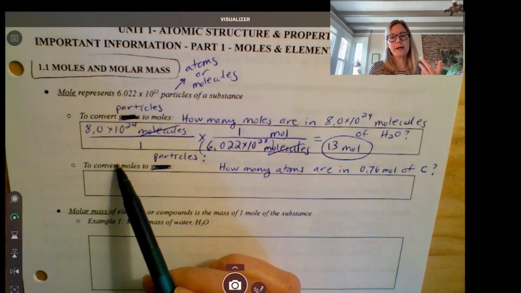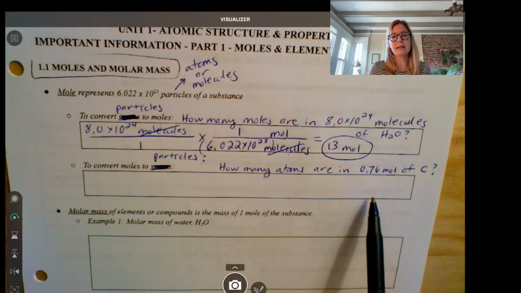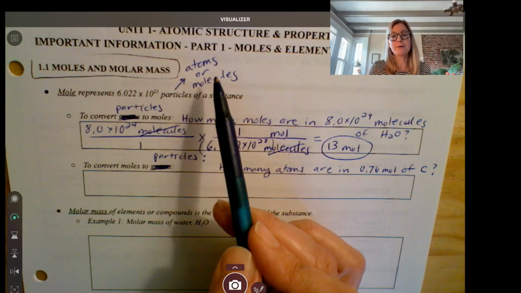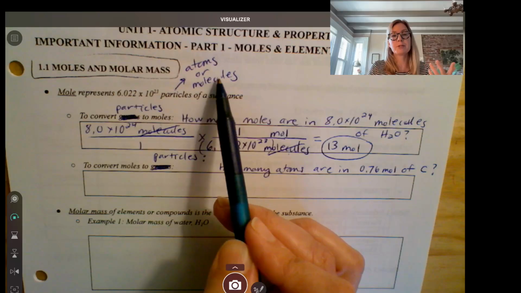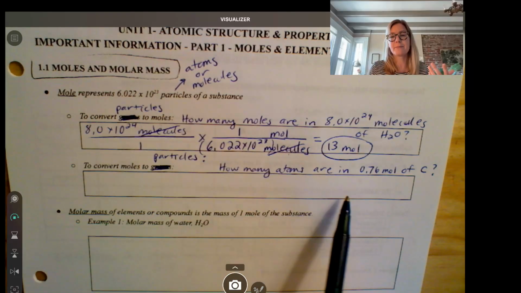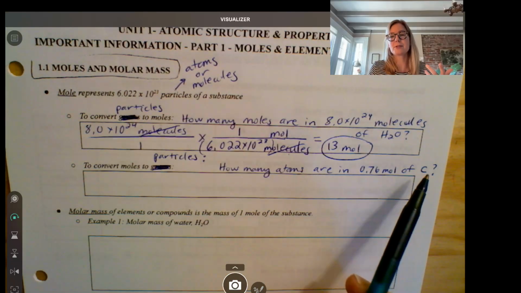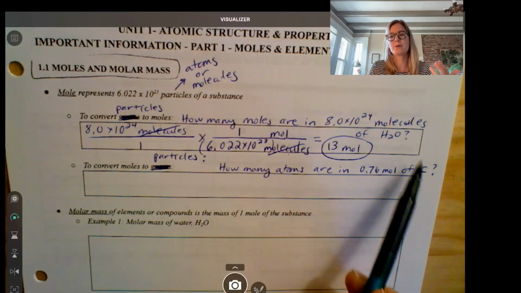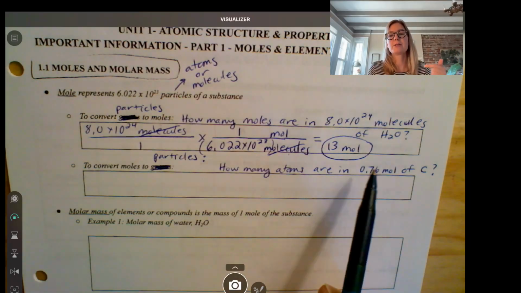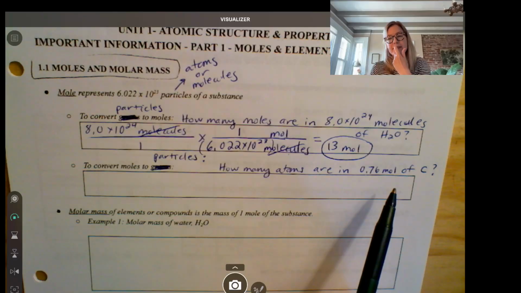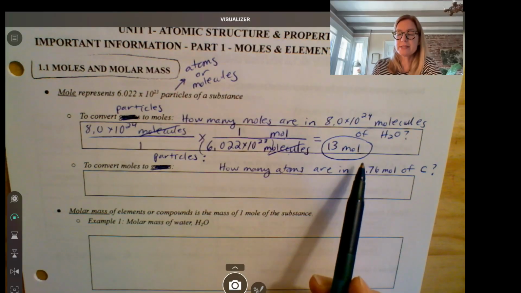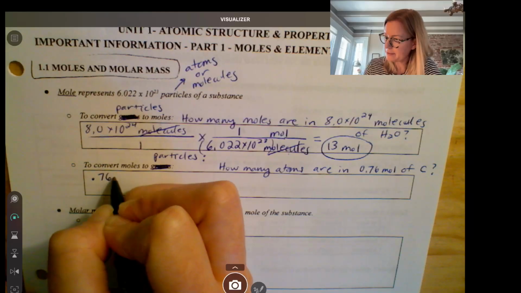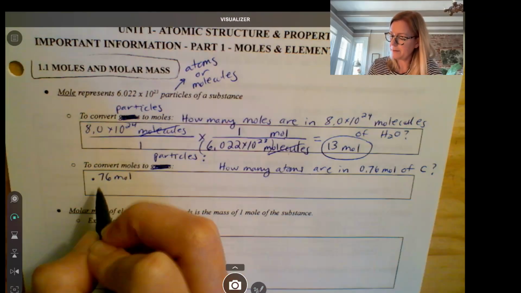Now let's go the other way. Now I'm going to give you the moles, and I'm going to ask for the particles. In the first example, we were dealing with molecules. In this second example, we're going to be dealing with atoms, because carbon is an element, so it's made of atoms of carbon, whereas water was made of molecules. So how many atoms are in 0.76 moles of carbon? Once again, we're going to start by putting what they give us over 1. 0.76 moles, mol, over 1.